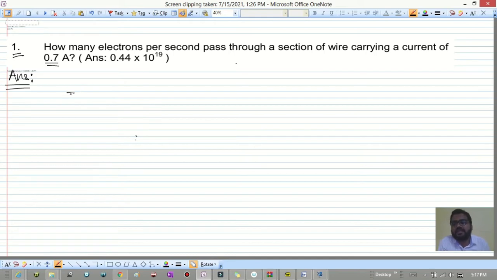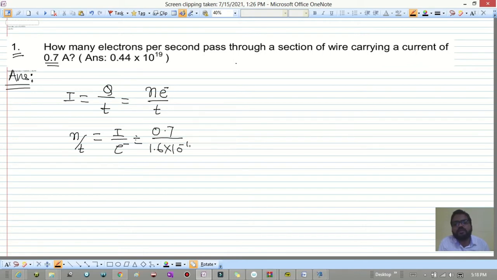Over here we have current, which is equal to charge upon time. The total charge on a body is an integral multiple of the charge on an electron, divided by time. So the number of electrons per second we want, that is n by t, is equal to I divided by the charge on the electron. What is I over here? 0.7. What is the charge on the electron? It is 1.6 into 10 to the power minus 19.